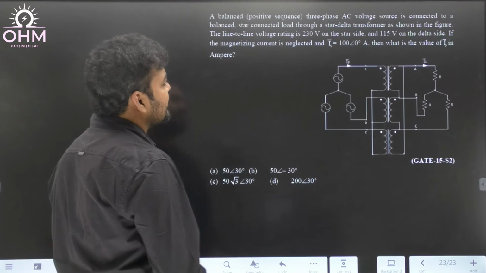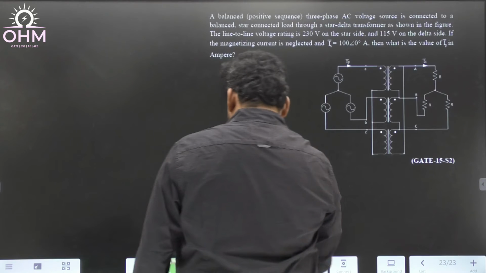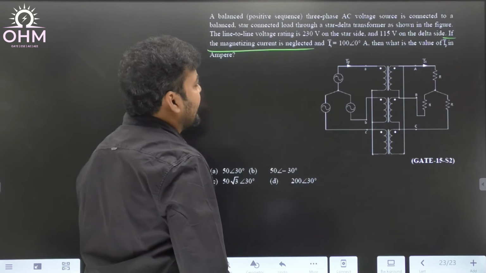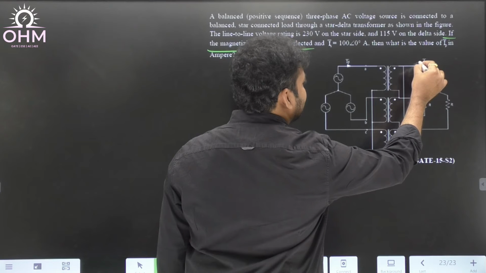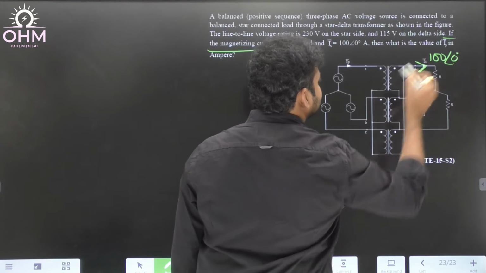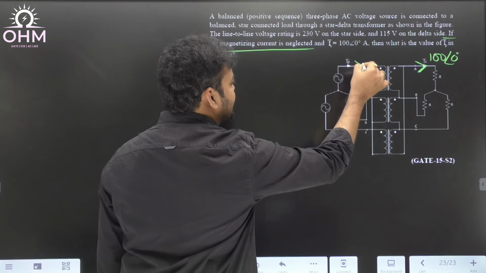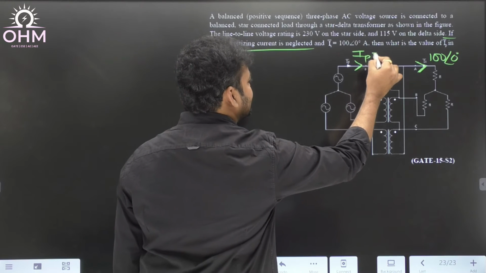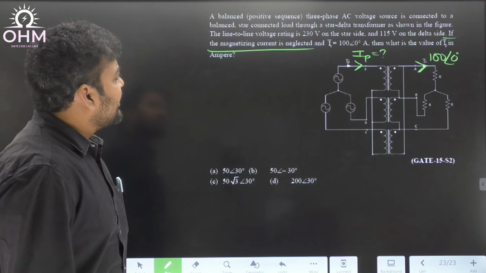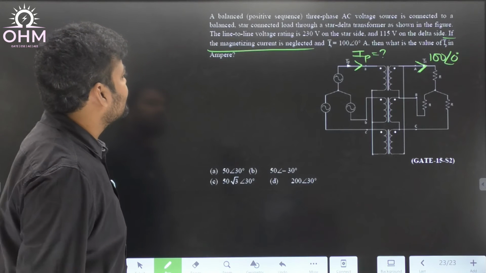If magnetizing current is neglected, that means indirectly the no-load current is neglected. IS is equal to 100 at an angle 0. IS means this one, guys, the load current. Then what is IP? IP is the primary line current, the question mark. Secondary line current was given and primary line current is the answer we have to find out.